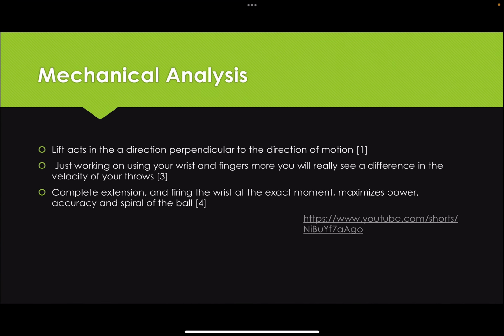All right, lift acts in a direction perpendicular to the motion of the ball. Working on your wrist and fingers, you will see a difference in the velocity of how you throw the football. Complete extension and firing of the wrist at the exact same time will maximize the power, accuracy, and determine how the ball comes out. And we all want the ball to come out in a spiral, looking like a nice pass.